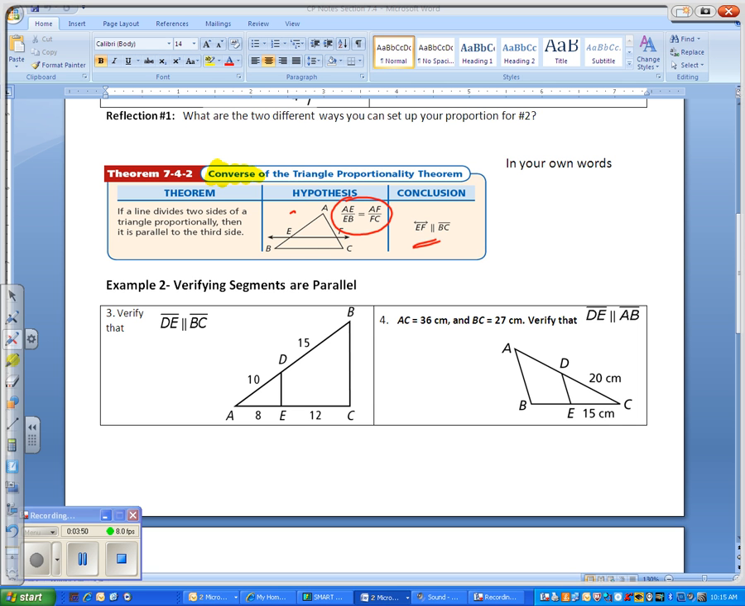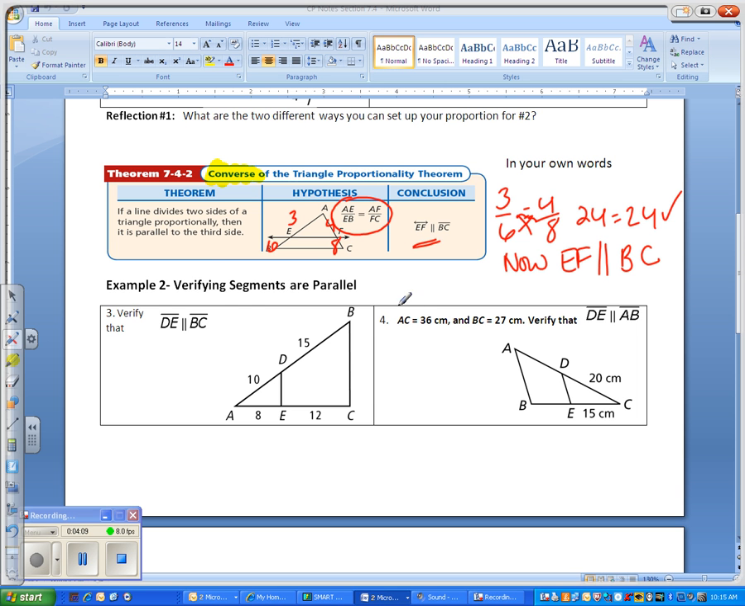So for example, if you know this one was 3, and this part was 6, and this part was 4, and this part was 8, if you set up a proportion, sweet, and you cross multiply, we get 24 equals 24. Perfect. Now we know that EF is going to be parallel to BC.